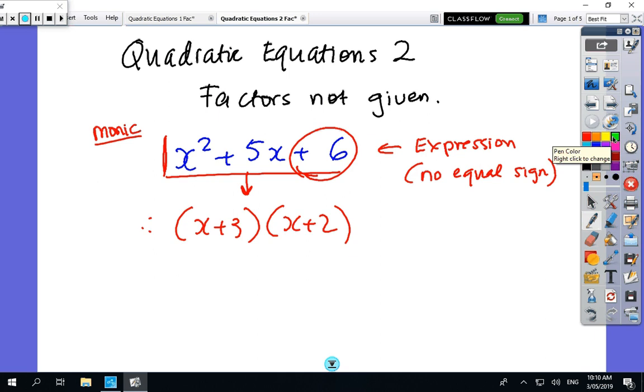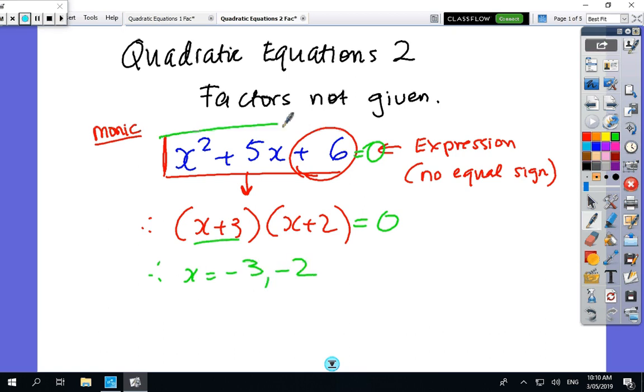Now, all we do is, that's a quadratic expression. To make it an equation, we just say it equals 0. And from the first video, we know that the answers are minus 3 and minus 2. So for a quadratic equation that's not factorized, you just have to factorize the expression, get your brackets, and then once you've got your brackets, you've got your answers straight away. So copy that and come across, and we'll look at about 3 examples.